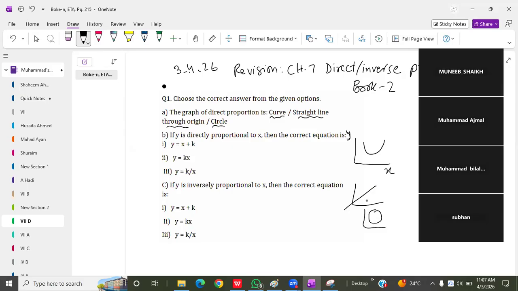Yes. Straight line through the origin. This will be the answer. So you can circle it. Straight line through the origin. This is the answer. Yes, Daud, unmute yourself and read the second multiple choice question.